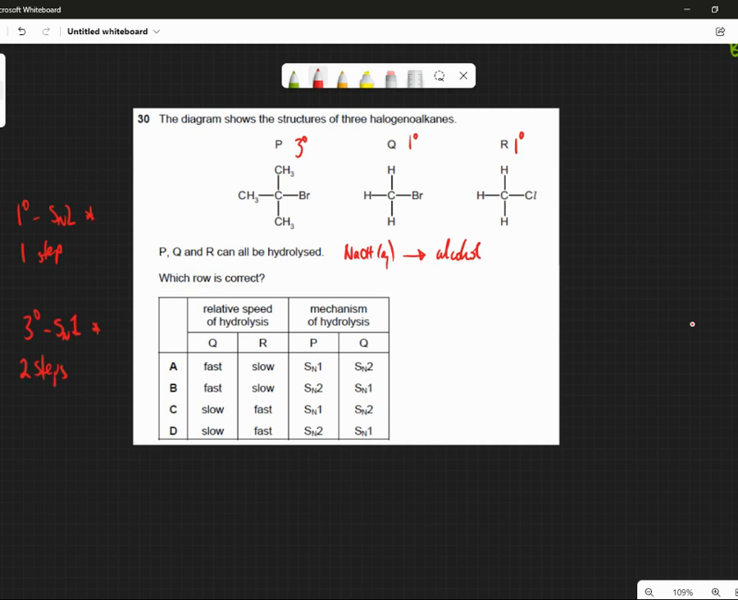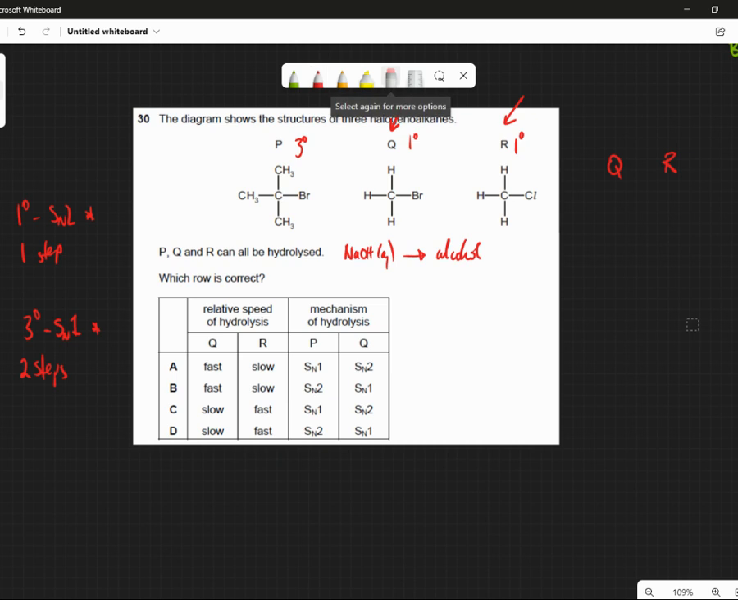Now, which ones are primaries? Q is a primary and R is a primary. So now we've got to figure out which one of Q and R is going to be fastest. P is going to be the slowest. Oh, it doesn't even ask for that, does it? So all we're looking at is Q and R. Sorry about that, I've messed you up a little bit. Now, which one is going to be the faster one? Q or R? Does anyone know why Q is faster than R?